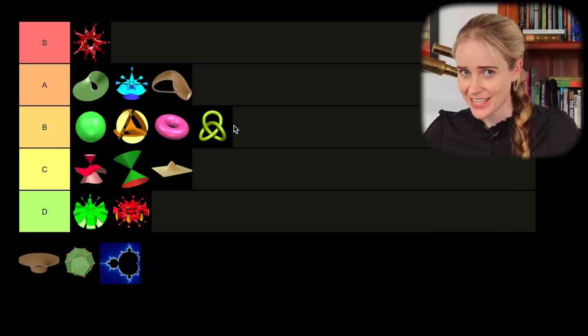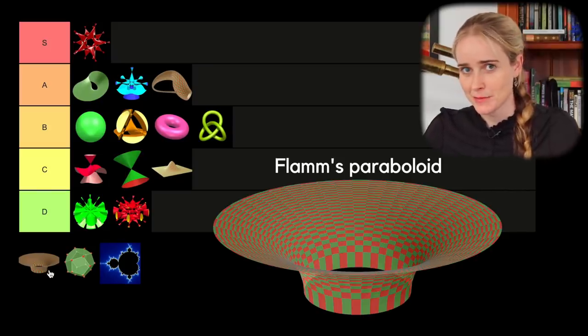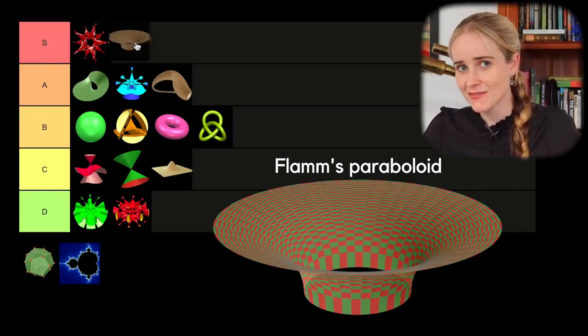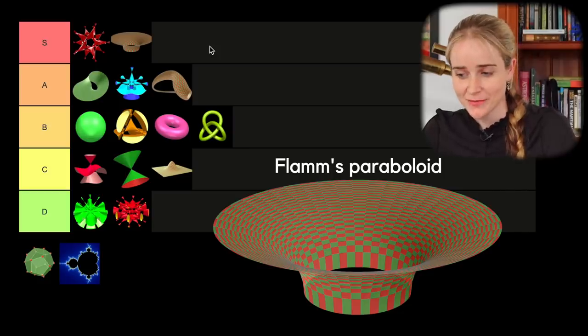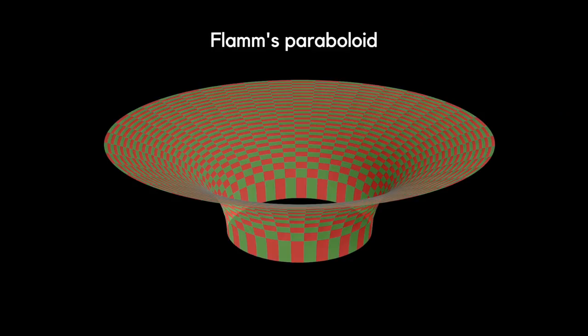We're back to a heavy hitter with the next one, Flamm's paraboloid. This one's going to get ranked right up at S tier. It doesn't perhaps look that spectacular, but it is pretty cool. This shape mimics the outside of a black hole in the space-time called the Schwarzschild solution.